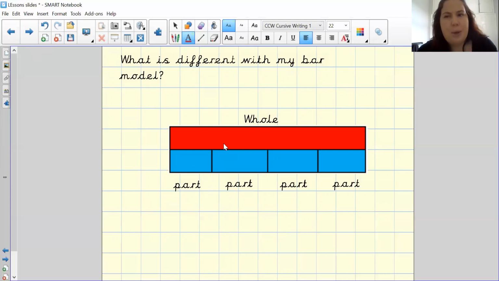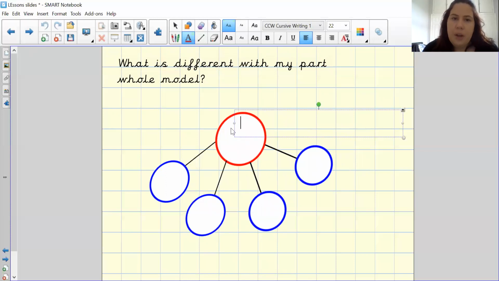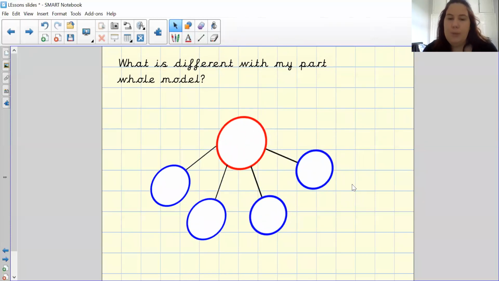So let's have a look at this bar model for today. What is different with my bar model compared to last week when we did half? Well done, that is correct. I have got 4 equal parts instead of 2 equal parts. So I've made my bar into 4 parts instead. So I've got part plus part plus part plus part equals my whole. And it's the same thing with my part-whole model. What is different? Fantastic. I've added an extra 2 sections because when we halve, it's by 2, but when we do quarters, it's by 4. So I needed to make sure that I had 4 parts ready to do my questions for today.